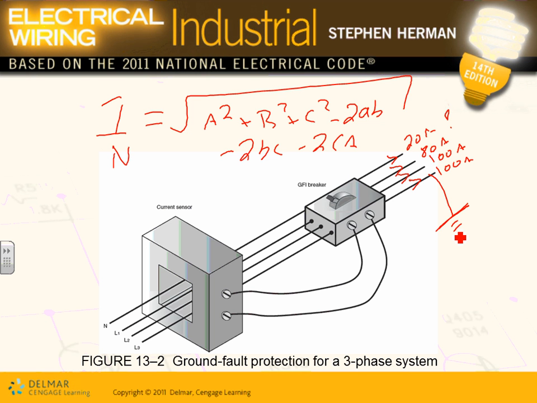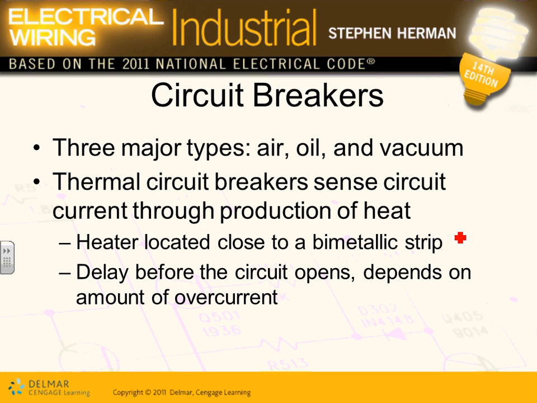So no magic. They sense the current going through every phase, guys. They do the math electronically. And if there's a substantial difference between the neutral current and the three-phase current, it will trip the circuit breaker because you have a ground fault. Okay, so that's basically what the ground fault is.